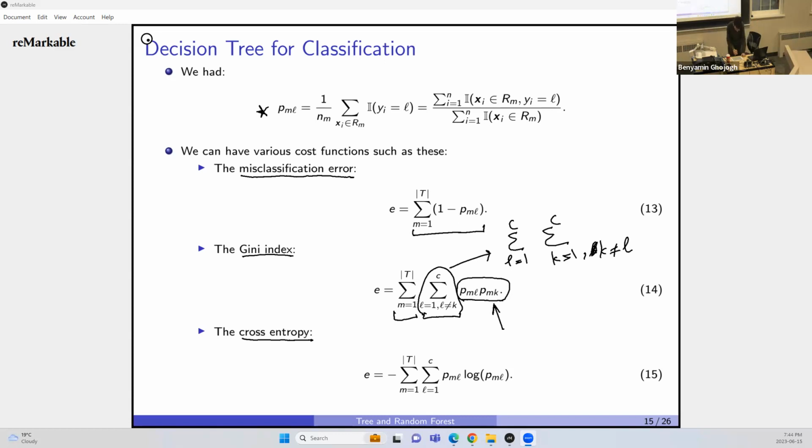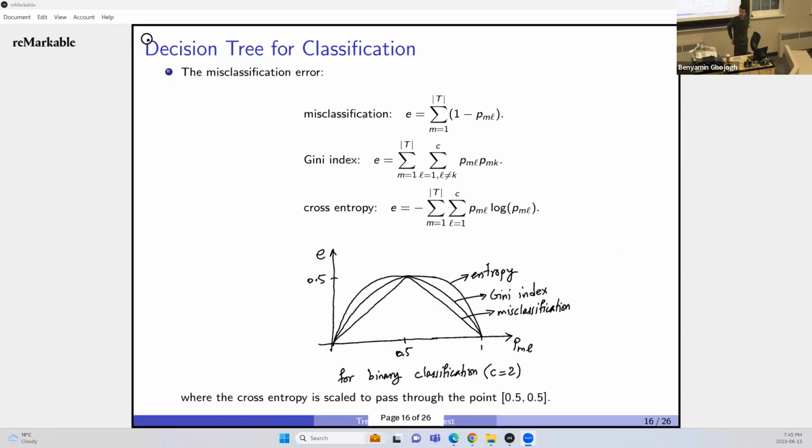Also, we can have cross entropy loss, and this is the definition of cross entropy. Okay. So what does cross entropy do? It's basically saying that if you consider PML to be a probability, I want it to be high. I want the region to be pure for the L class, and I'm summing over the classes. So I'm saying that I want the region to be at least pure for one of the classes. Okay, this is what cross entropy is saying.